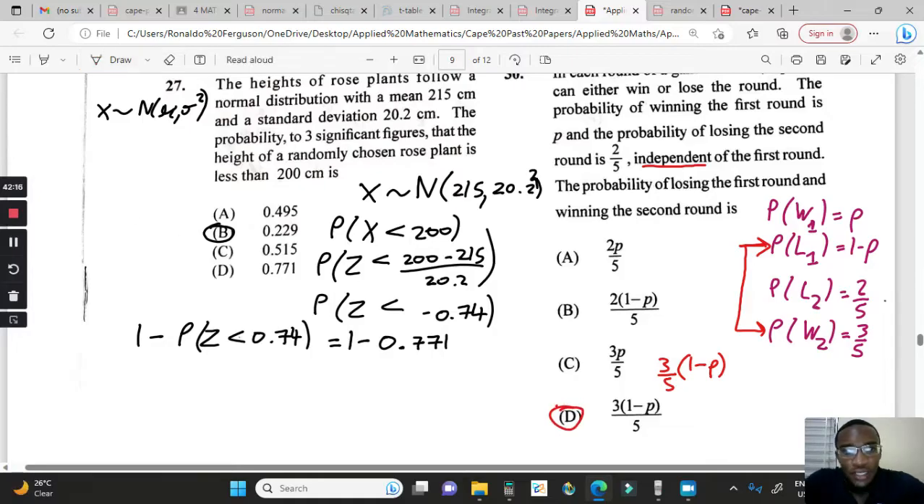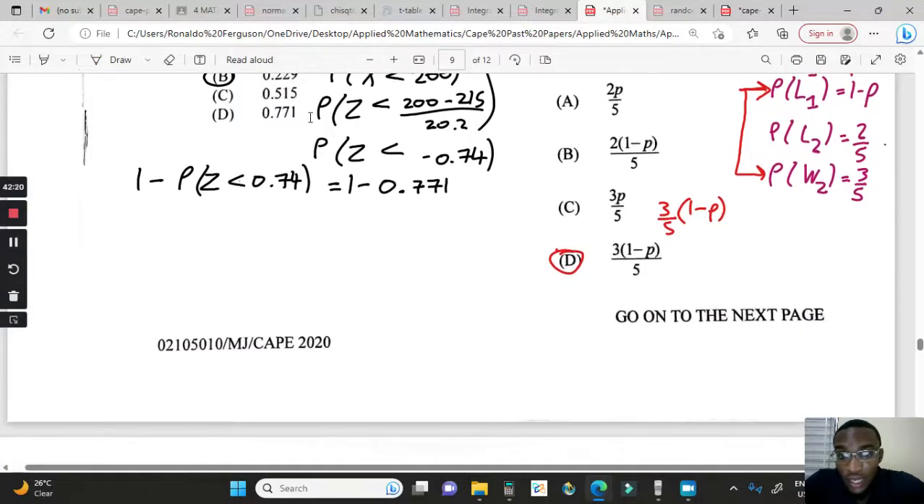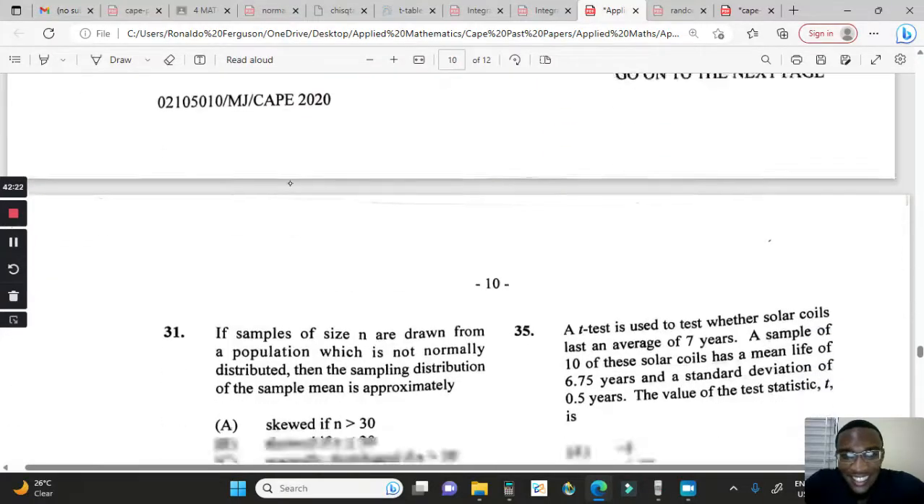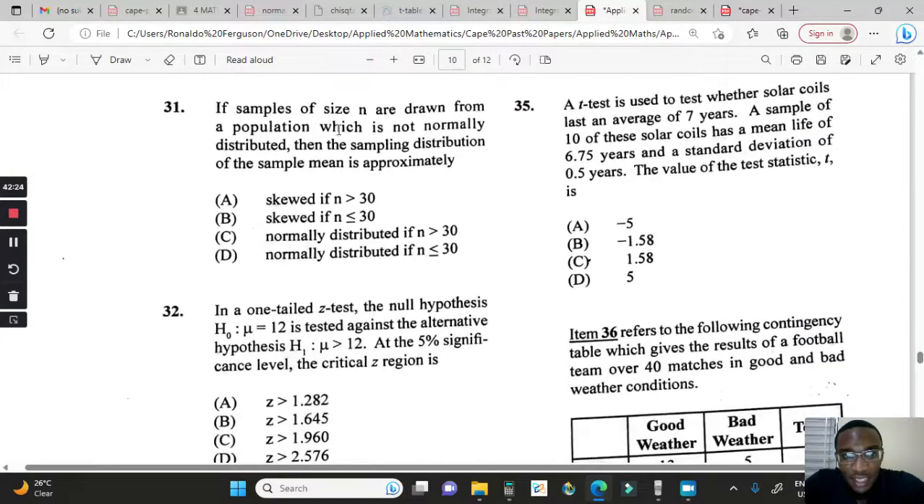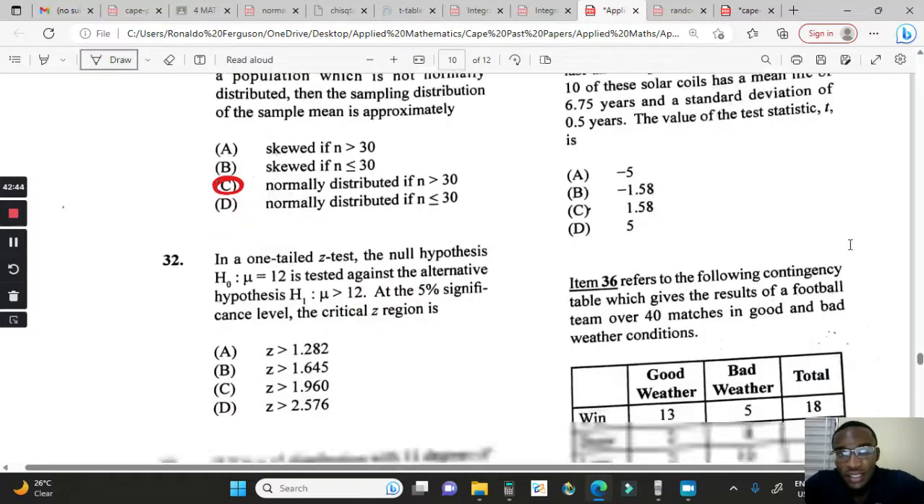Now we move right along. We're in module 3 now, guys. It says if the sample size n is drawn from a population which is not normal distribution, then the sampling distribution of the sample mean is approximately, no, it is normally distributed if n is greater than 30. So normally distributed when n is greater than 30. This is sampling distribution. See, that was so easy.